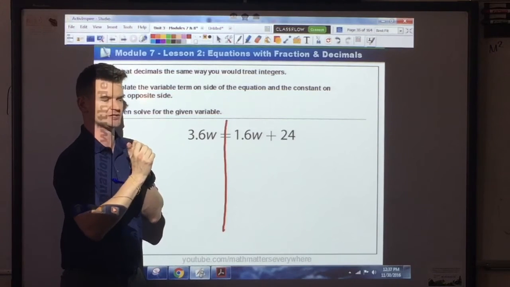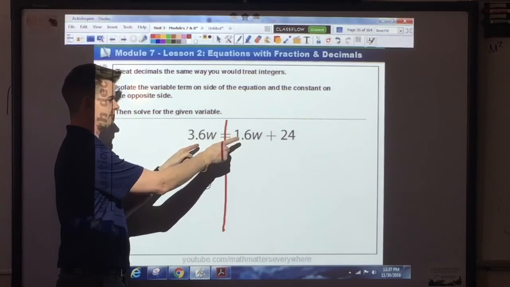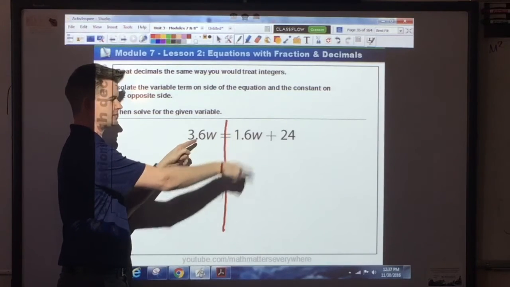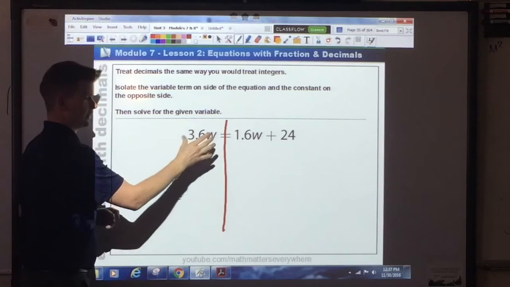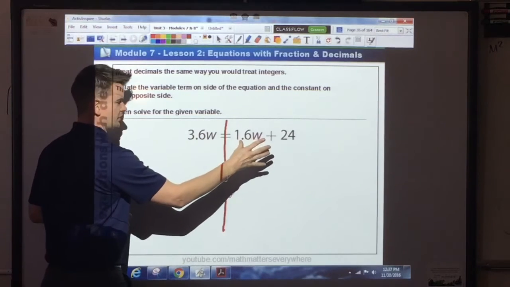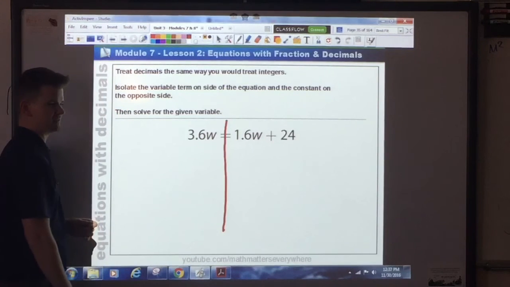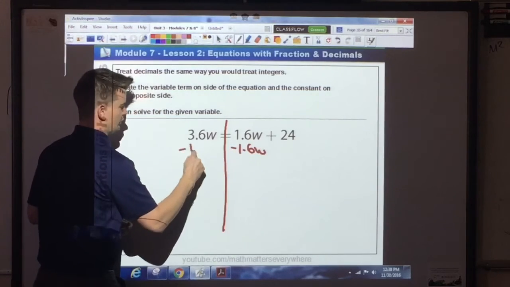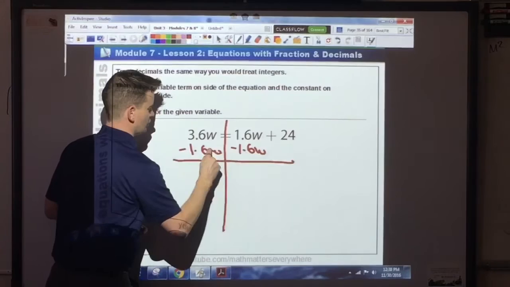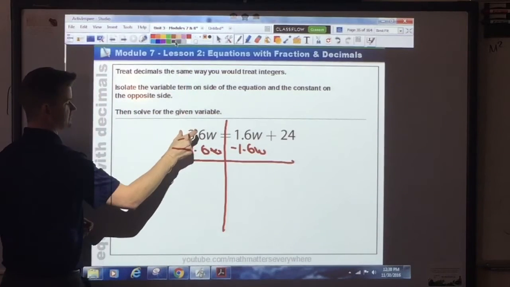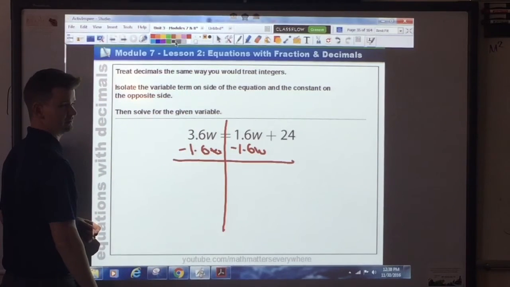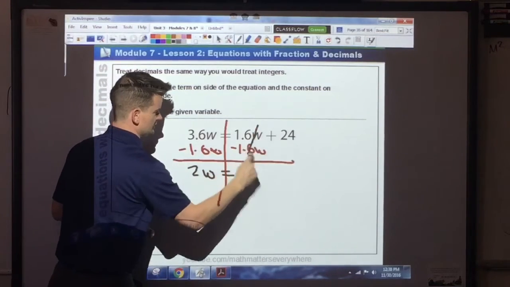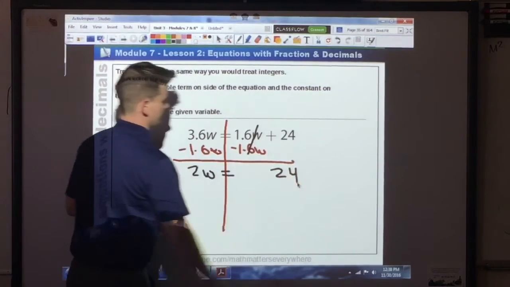So we still look at the coefficients, guys. Which of my two coefficients is smaller here? 1.6. So we're going to move this over to this side. Variables on one side, constants on the other. What's the opposite of a positive 1.6w? Negative. So we subtract 1.6w from both sides. When I do that, 3.6 minus 1.6 gives me, anybody? 2. So I have 2w is equal to, these cancel, 24.